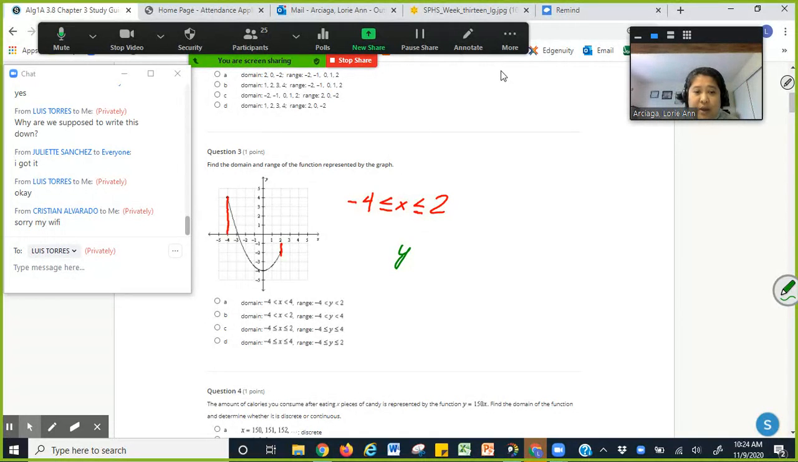So for the y value, you have to look at the bottommost part of the graph, which is this one, right? That's the lowest point, okay? And the highest point is where? The highest point is at 4, right? So that means the lowest is -4, the highest is +4.